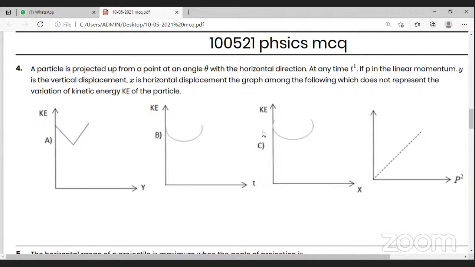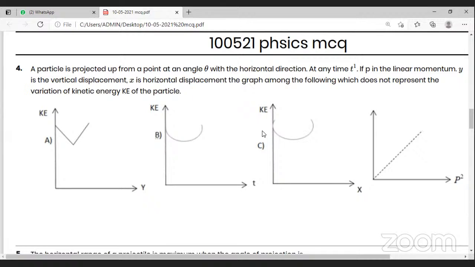A particle is projected up from a point at an angle theta with the horizontal direction. It is a very general case only, object projection. At any time t, if p is the linear momentum, y is the vertical displacement, x is the horizontal displacement. The graph among the following which does not represent the variation of kinetic energy of the particle. They are asking which does not represent the variation of kinetic energy.